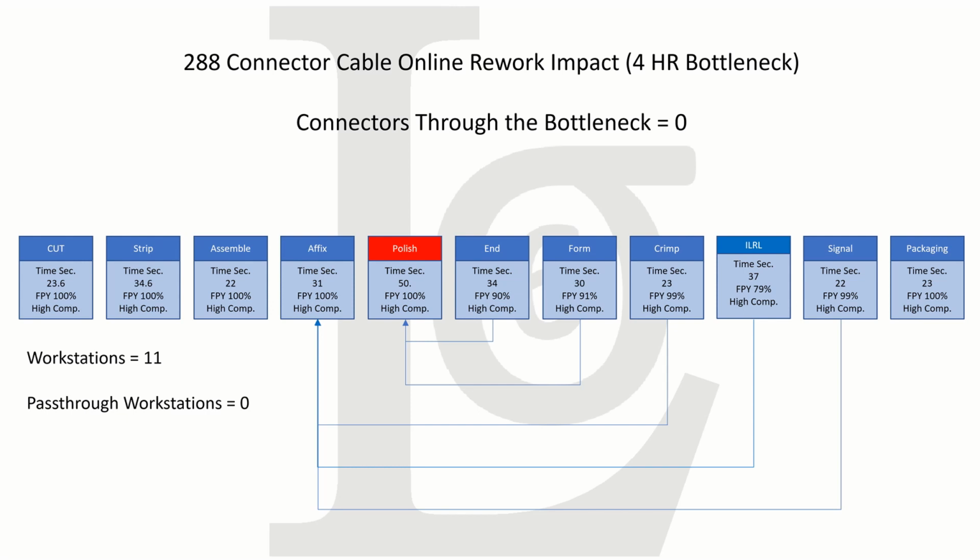So this is our model. And this is a high complexity product where there are 288 base process units or connectors that make one product. We're going to be looking for how many workstations it passes through, the number of connectors passing through the bottleneck, and the number of times the product gets reinserted into the line. So right now, there are 11 workstations on the line, and the product has passed through 3 workstations so far.